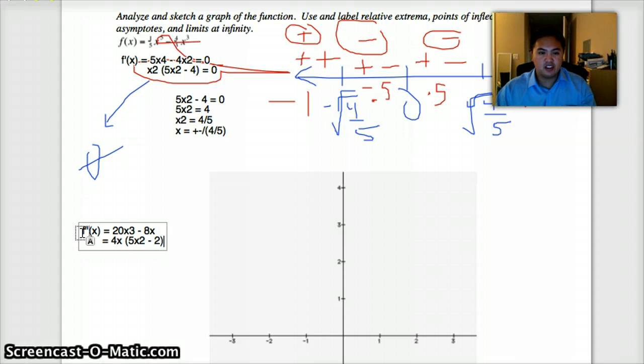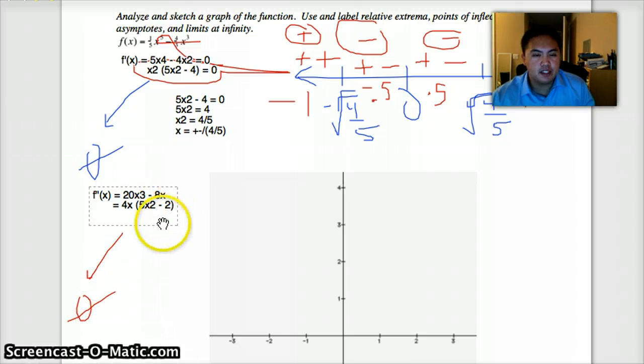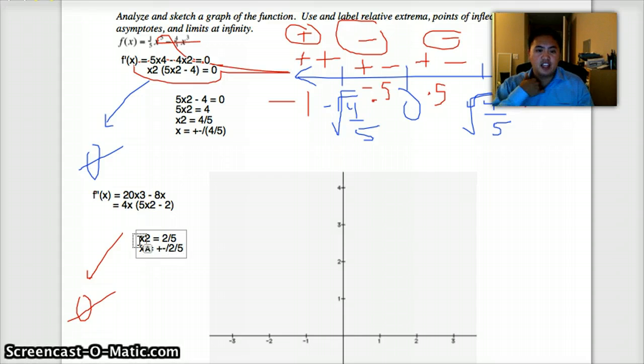One of these has to equal 0. The 4x, when that's set to 0, x will equal 0. And then when I solve this, sorry, I'm going to get x squared equals 2/5, which means x equals the positive or negative square root of 2/5. Okay, and I've got to do the same thing for concave up and concave down.